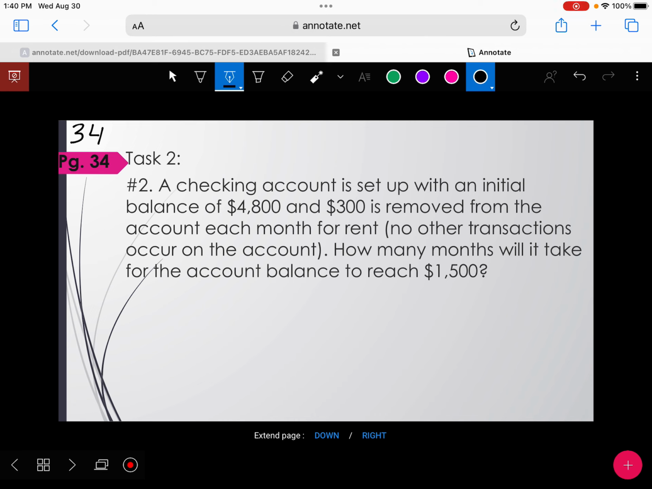Okay. So we've got here that a checking account is set up with an initial balance of $4,800 and $300 is removed from the account each month for rent. No other transactions. This is a rent-only account. How many months will it take for the balance to reach $1,500?